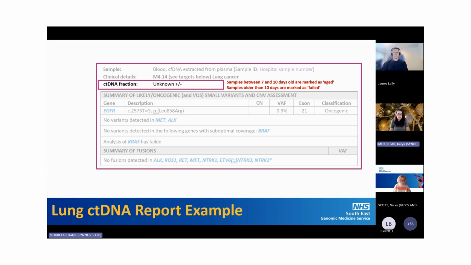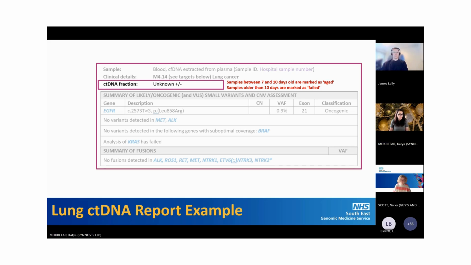Next thing you can see in here is this aged sample. What this means is that we do recommend samples to be sent and arrive in the lab within 7 days. But if between the samples being taken and being processed in the lab there are between 7 to 10 days, we've seen that there most likely will be some suboptimal results, so we need to flag those. And if the sample is older than 10 days, then we mark those as failed.